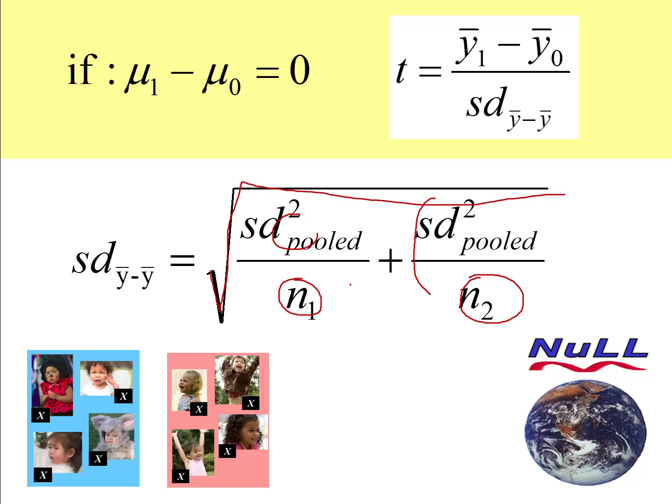Now, in order to complete this formula then, we need to understand what is this thing I'm calling the pooled variance and how do we calculate it. So we need to figure out how to calculate this thing I'm calling a pooled variance so that we can calculate the standard error of a mean difference.